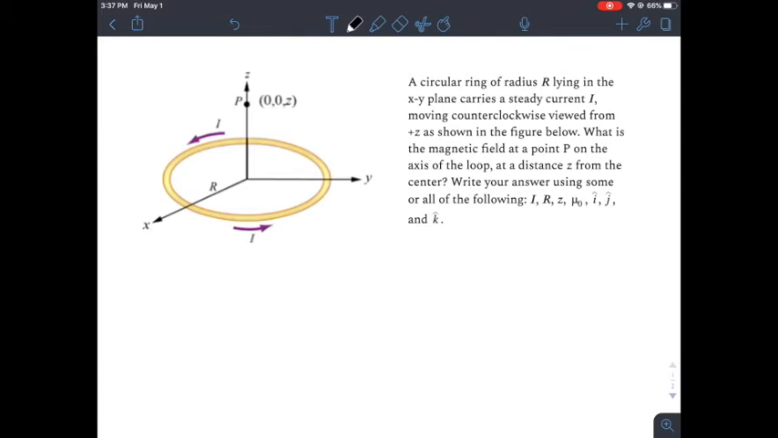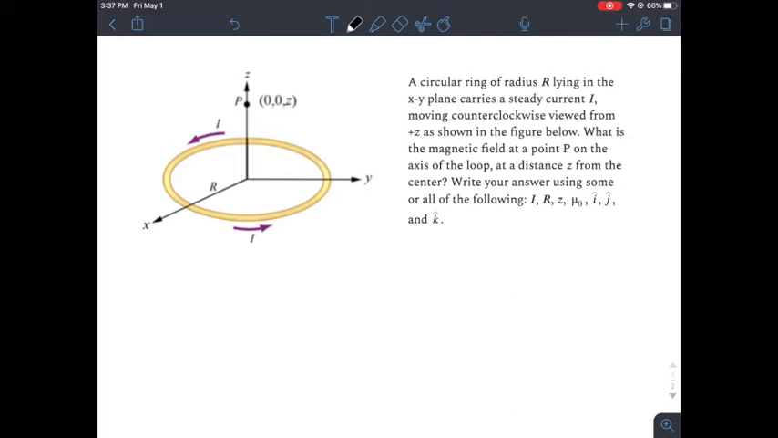So today we have a magnetic field problem again, but this time we have a circular ring of radius r lying on the xy plane carries a steady current I moving counterclockwise, viewed from positive z direction as shown in the figure below. What is the magnetic field at point P on the axis of the top of the loop, at a distance z from the center?